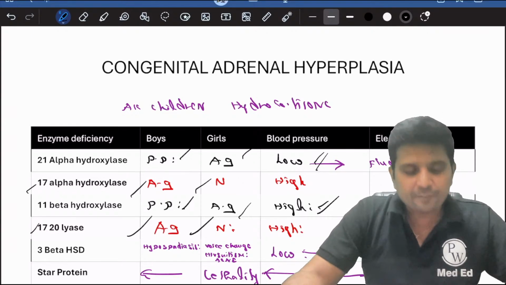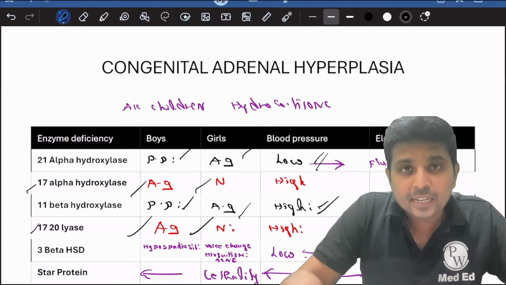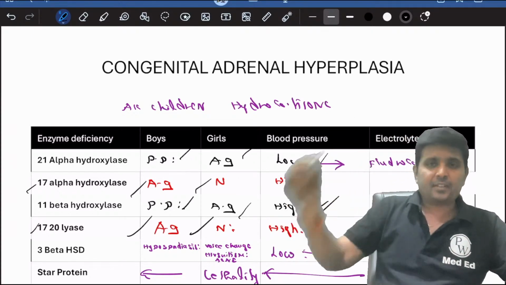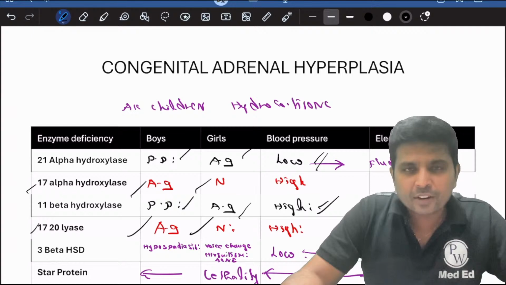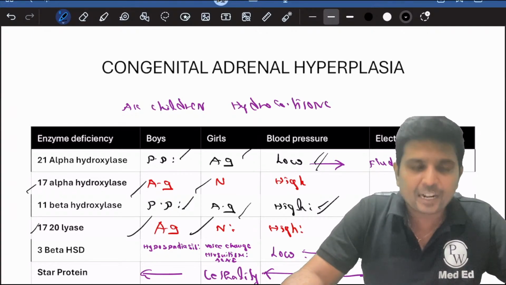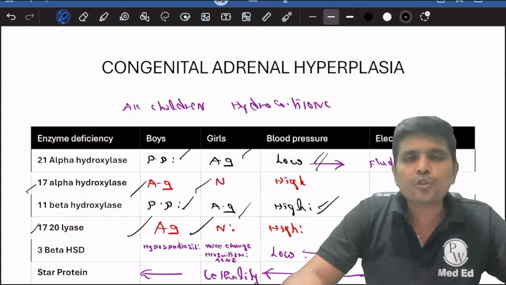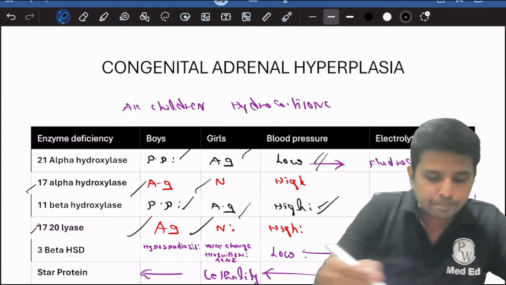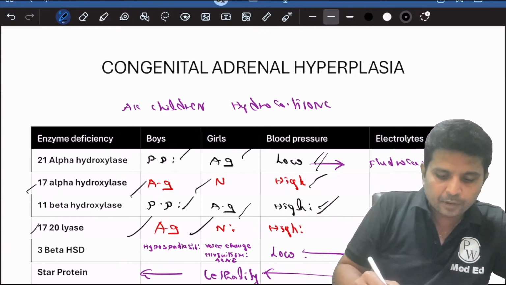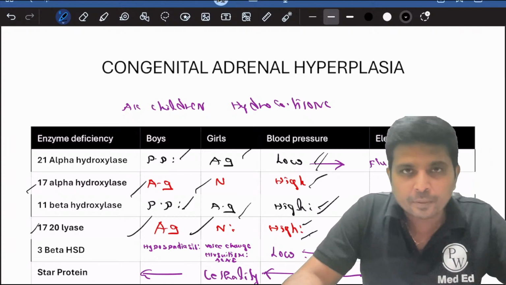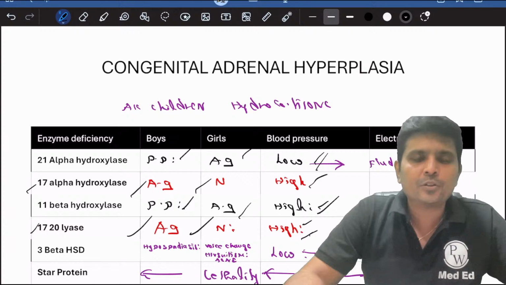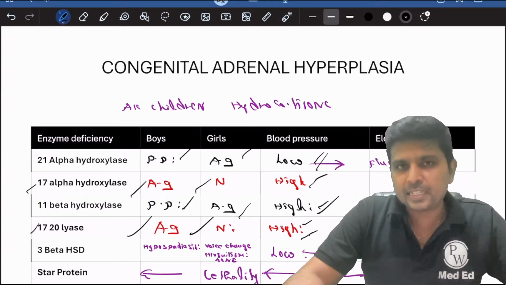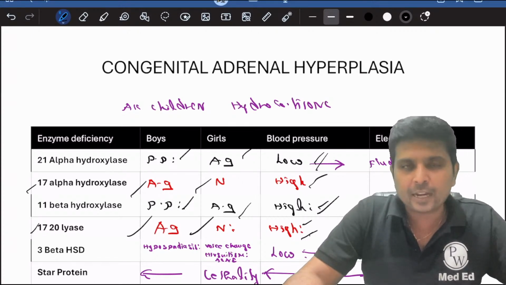Okay, right. And finally, in these two instances, 17 alpha hydroxylase and 17,20 lyase deficiency, what will happen? The excess 17 hydroxyprogesterone will be diverted to the production of aldosterone, as a result of which both of them are associated with hypertension. Remember, except 21 alpha hydroxylase, the 11 beta hydroxylase, 17 alpha hydroxylase and 17,20 lyase deficiencies are associated with hypertension because of the excess aldosterone secretion.